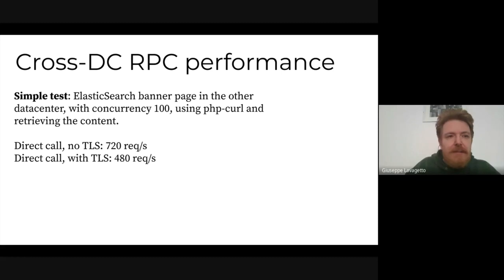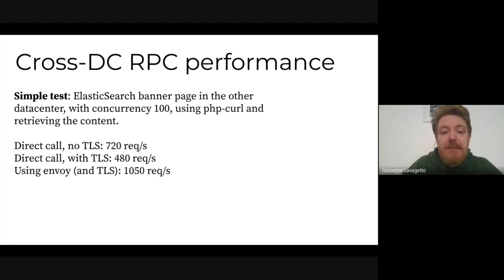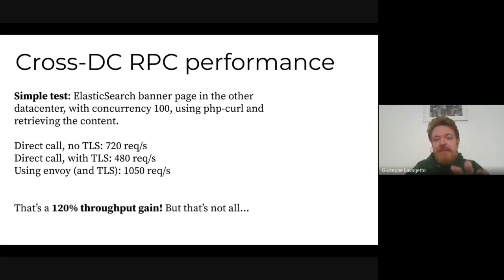And finally, we configured Envoy on the same machine to manage connections to Elasticsearch, and we made the PHP script connect to Envoy on localhost. So the connections were encrypted, but mediated by Envoy, and in this case, we obtained 1,050 requests per second, which is more than double what we got with direct calls, and much better even than direct calls with no encryption. Now, take these numbers with some discretion.